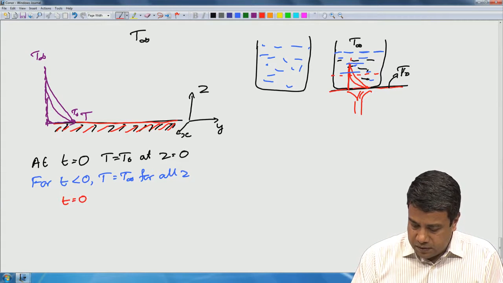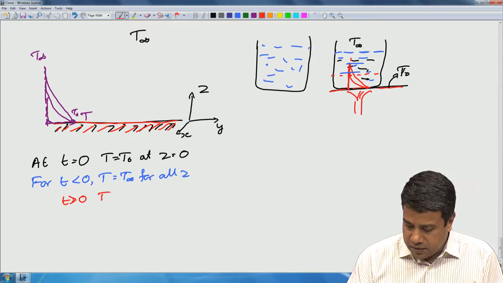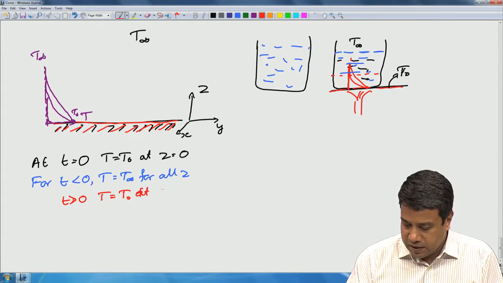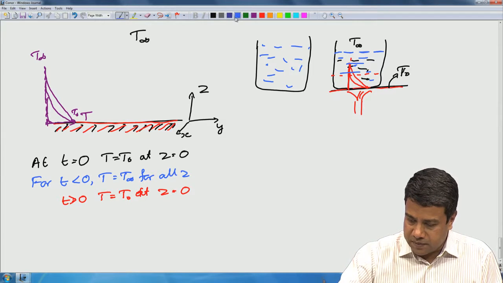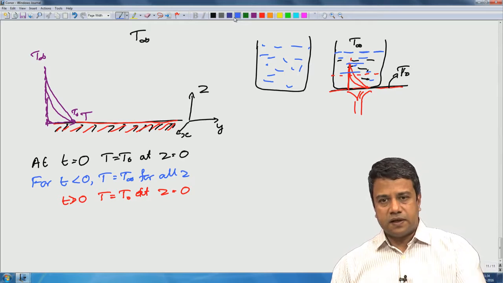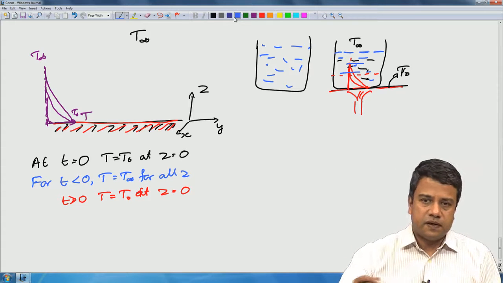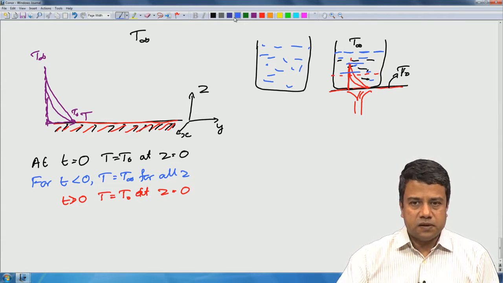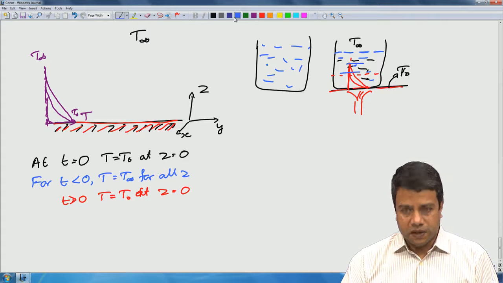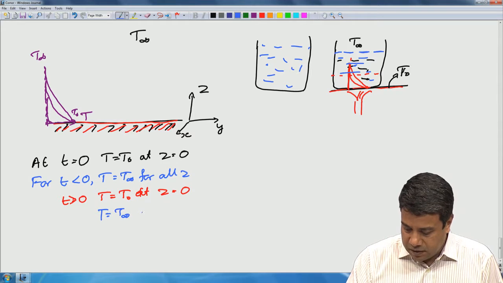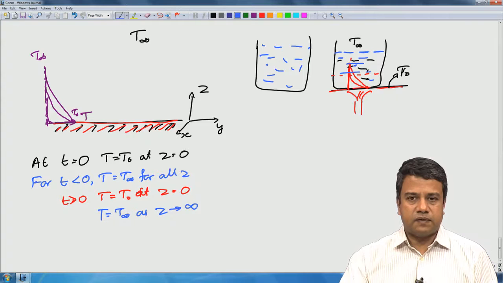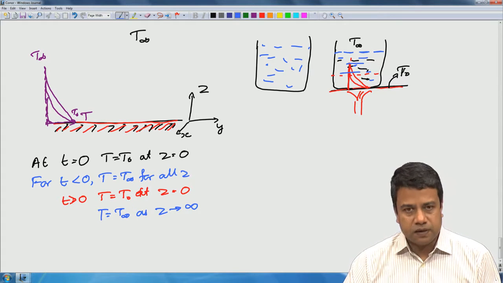For t greater than 0, the temperature is maintained at T naught at z is equal to 0. However, since this is an infinite fluid, if you go sufficiently far from the surface, the temperature is going to be equal to T infinity. So, T is equal to T infinity as z goes to infinity.